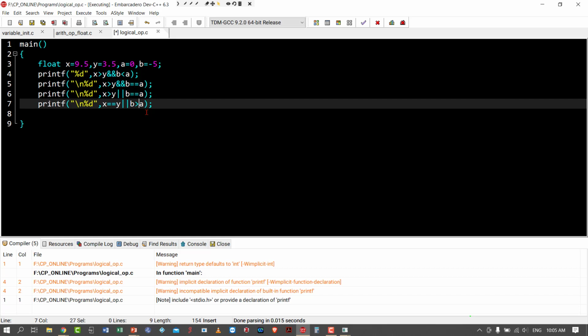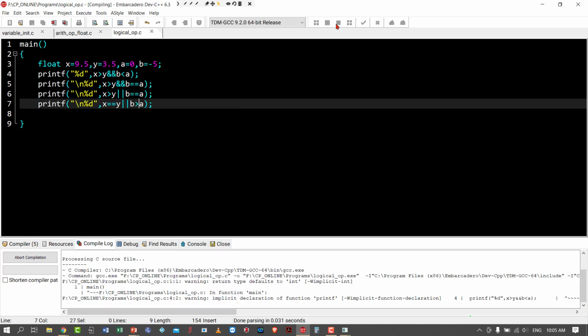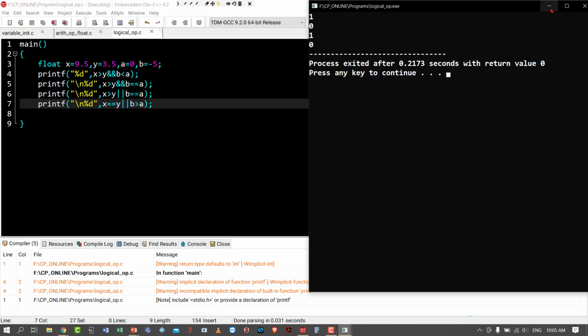Mary Alina, what will be the output of line number 7? 0. x equal to y is false, and the other is also false. Both are false, and we are connecting using OR. So that is 0. Okay, very good.